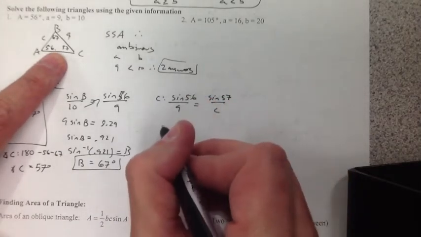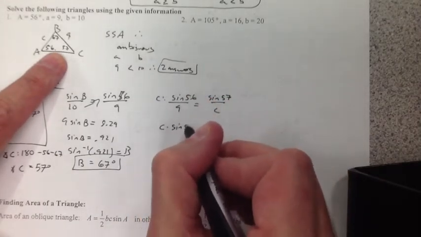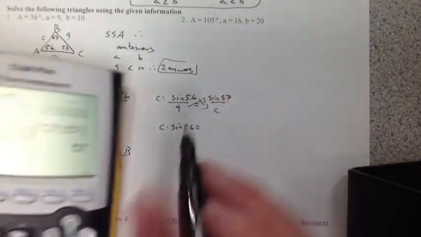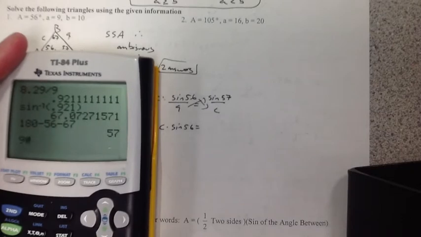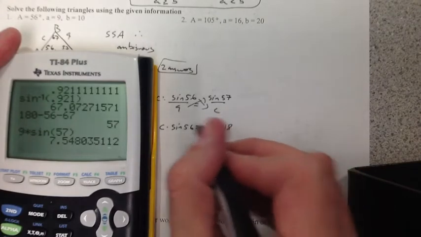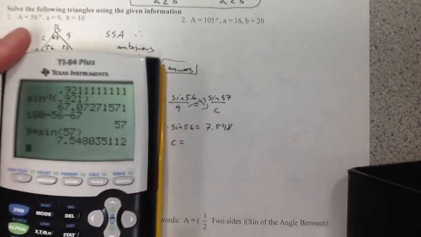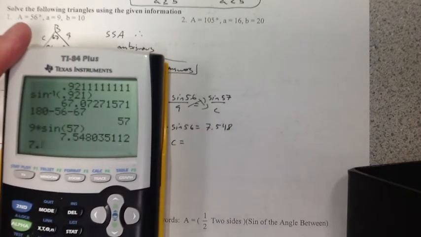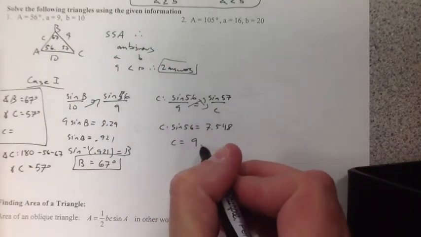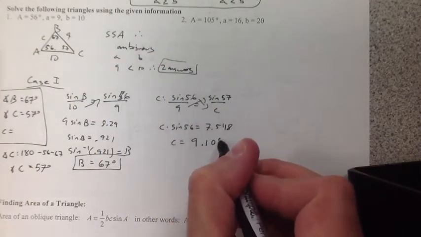Cross multiply, I get c times the sine of 56 equals, what is 9 times the sine of 57? It's 7.548, and I take that 7.548 and divide it by the sine of 56, and I get 9.105.